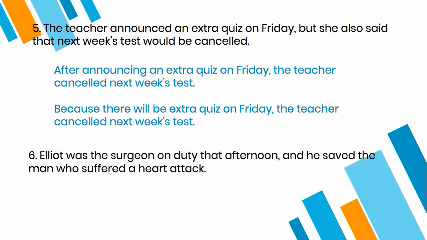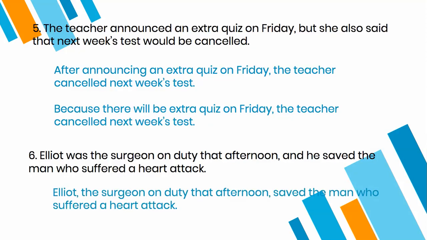And 6: Elliot was a surgeon on duty that afternoon, and he saved the man who suffered a heart attack. So here, foreground, background. I probably want to emphasize the saving. So I want to background the idea that he was the surgeon by turning it into a descriptive phrase: Elliot, a surgeon on duty that afternoon, saved the man who suffered a heart attack. So now I've got the description embedded in there, and I'm emphasizing the idea that he saved the man.